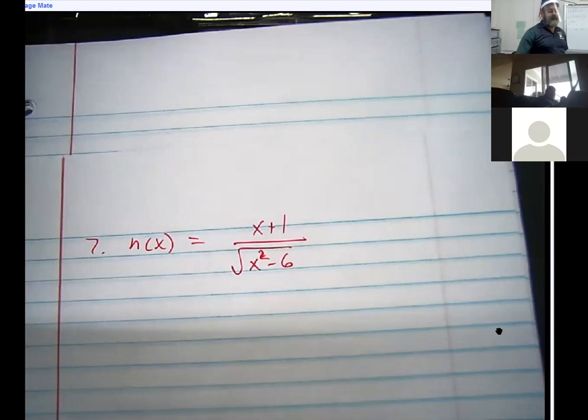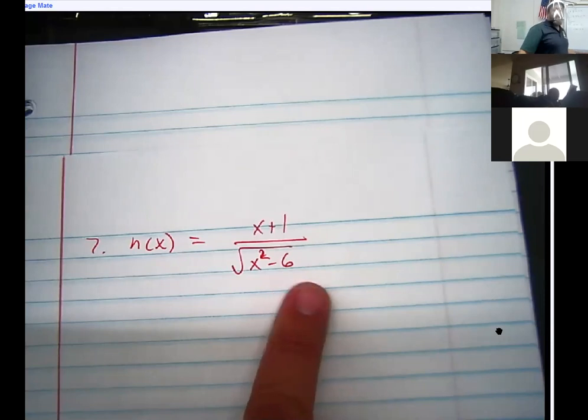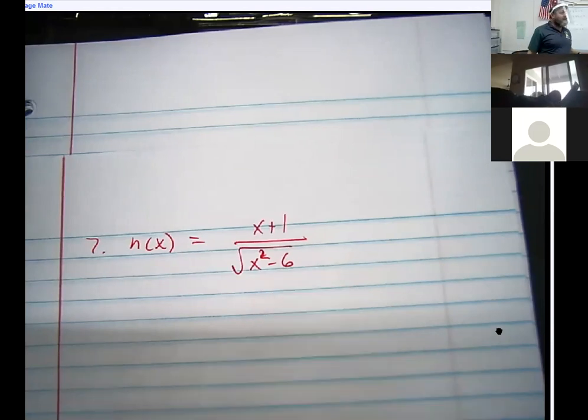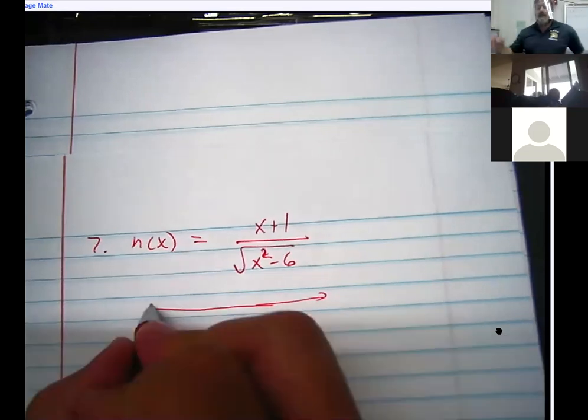Could I make this x big enough that it would go over the top? Could I make this x bad to where it would make it blow up? Like if I tried 0, what's 0 minus 6? Oh, that's a problem. Is it possible that I could divide by 0? Okay, I'm going to give you a second. I want you to think about it.